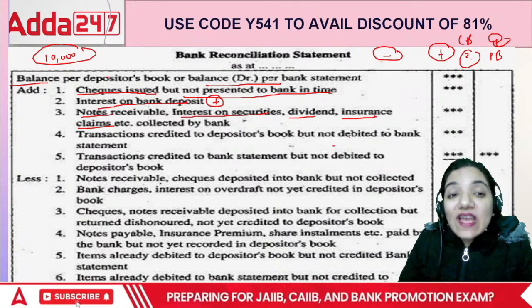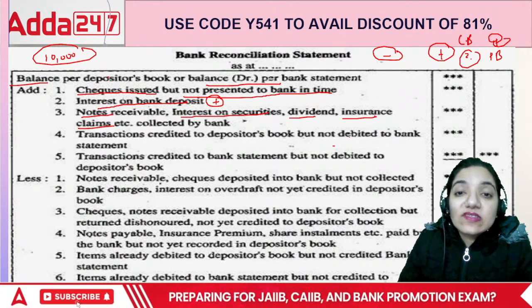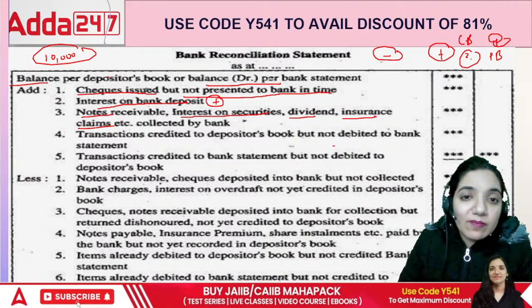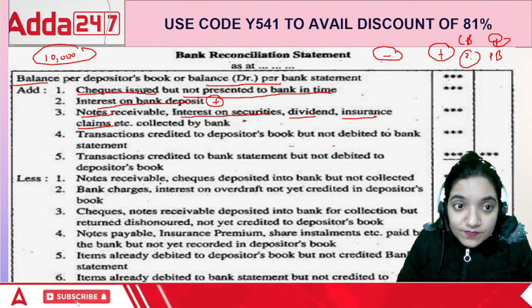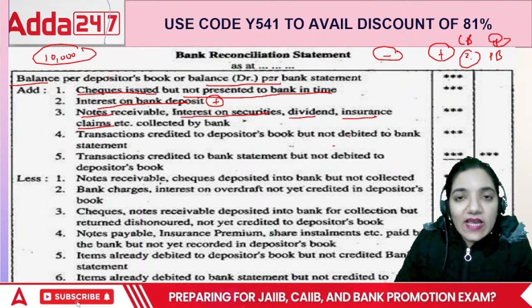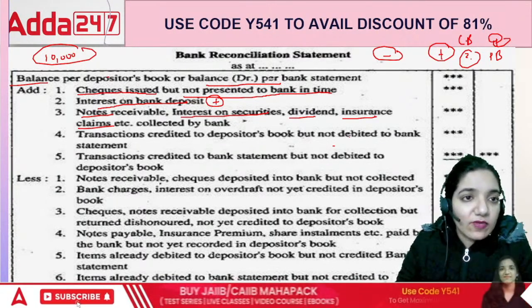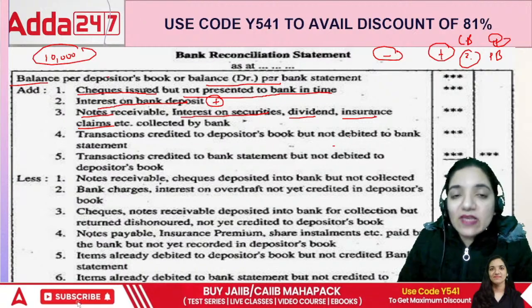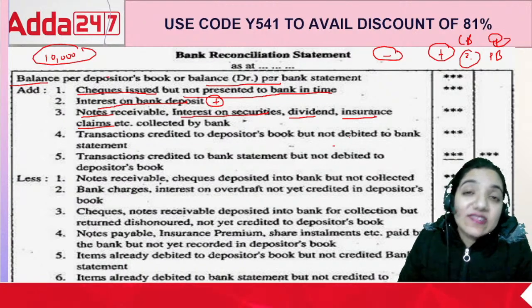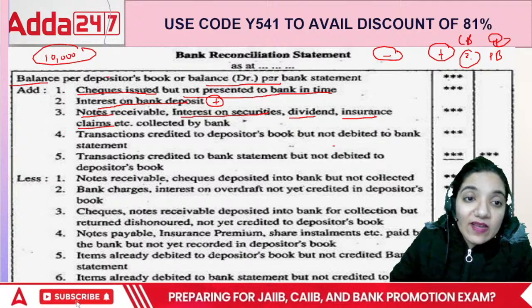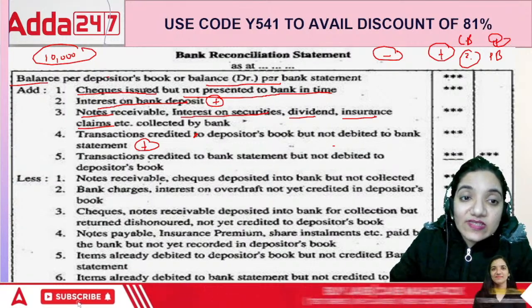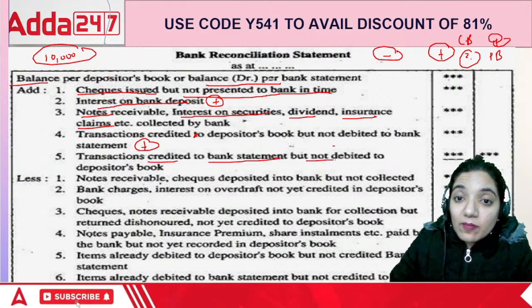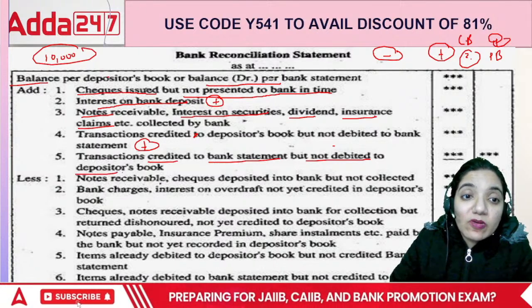Next is transactions credited to the depositor's book but not debited to the bank statement. What happened is sometimes some money has been deposited in my bank account, but I forgot to record the same in my cash book. So technically, I missed out an amount now. So I will record it in my statement. Right?